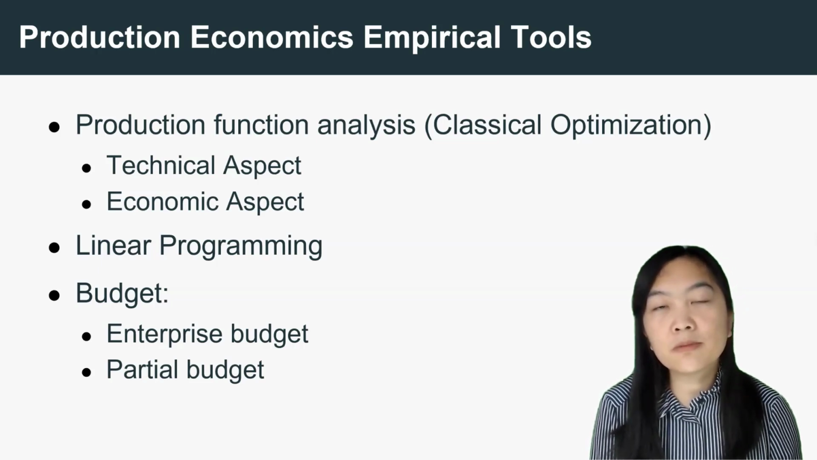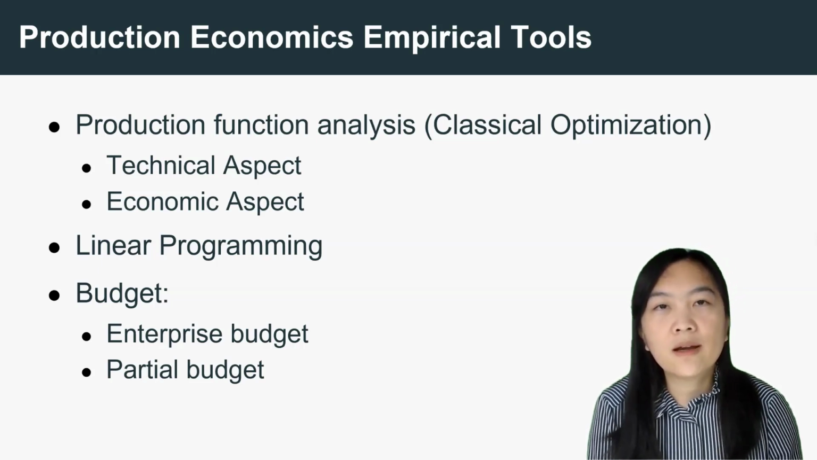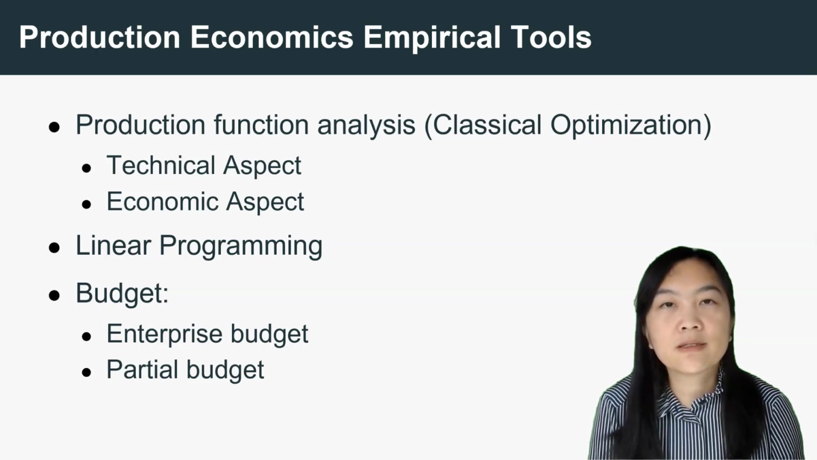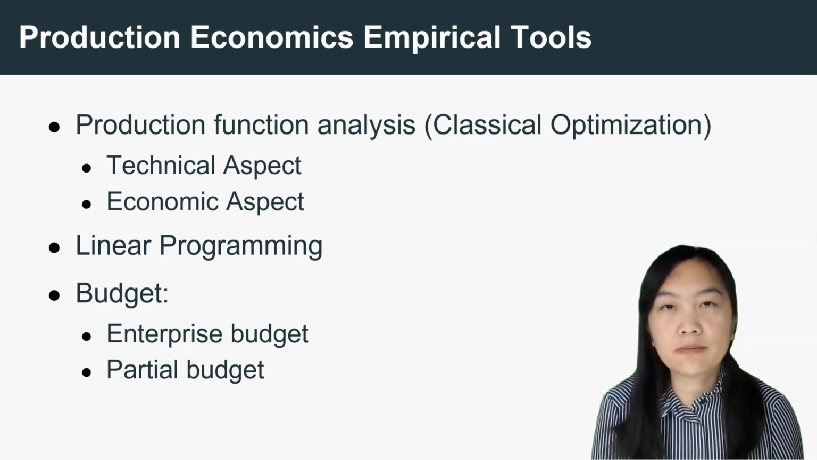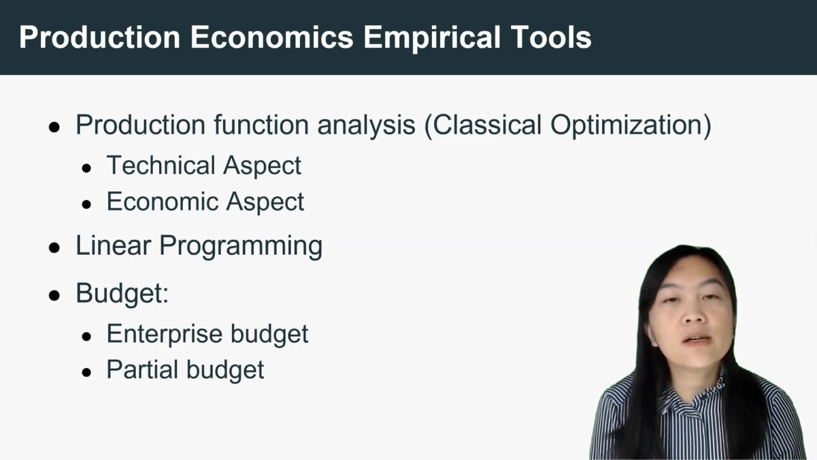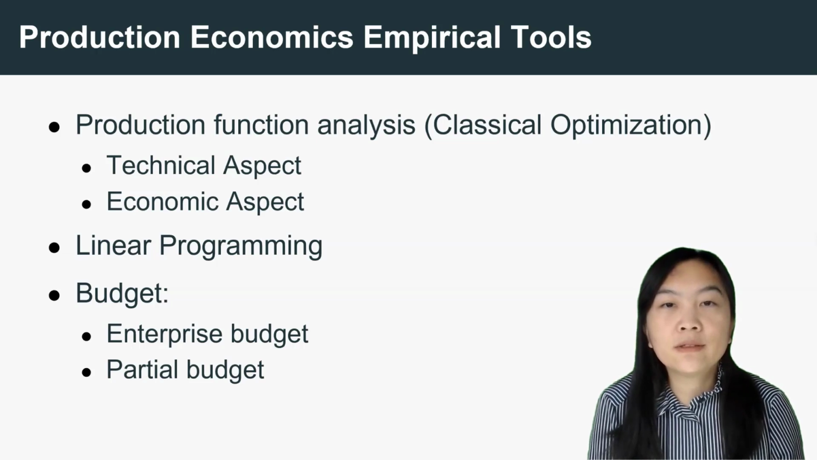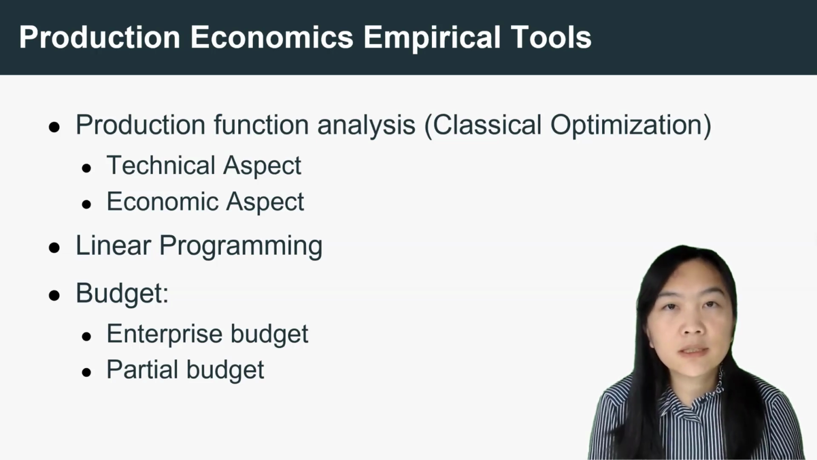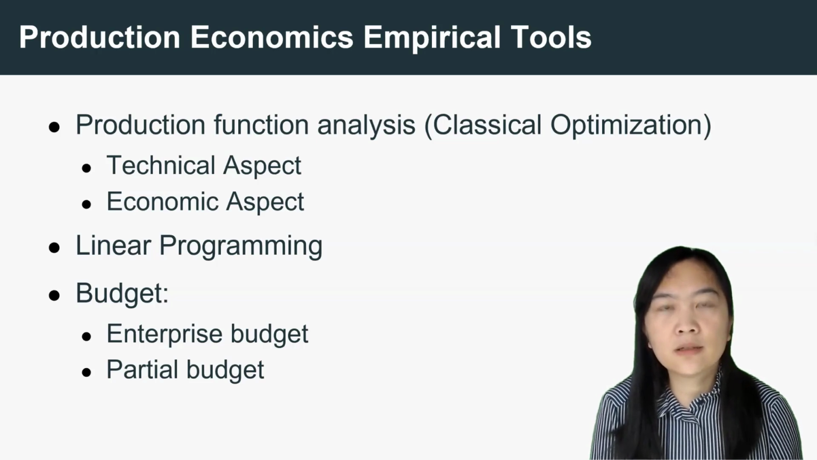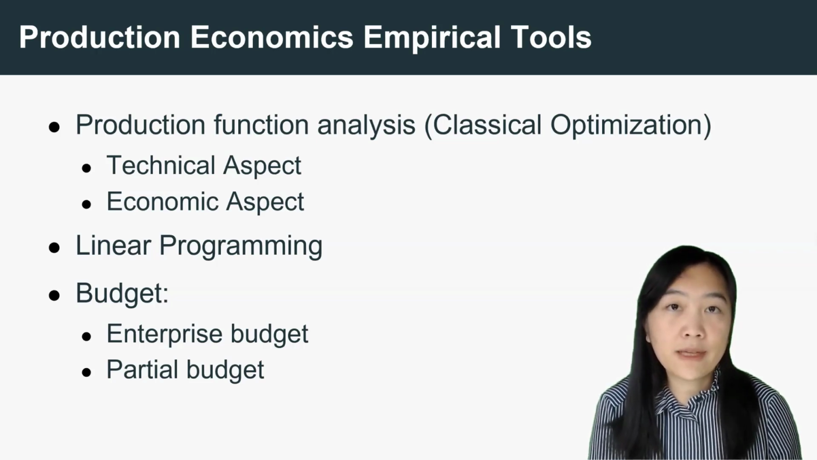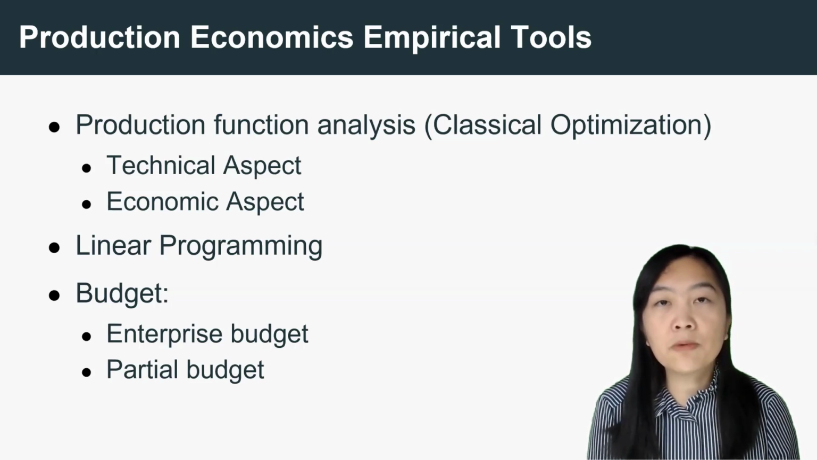Linear programming can be applied to some production decisions with specific production types, for example, linear production, and maybe also Leontief production. And there will be a third type of empirical tool, which is budgeting. Last year, I covered both enterprise budget and partial budget. I will leave that to the end of this course.